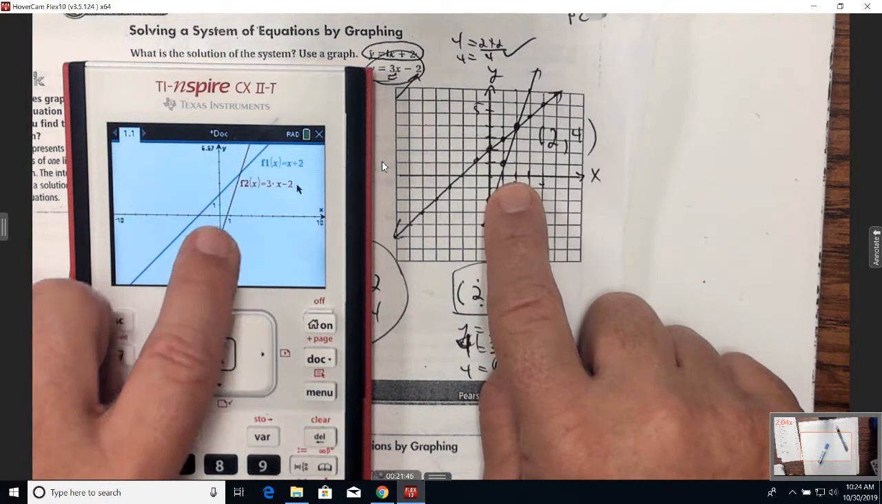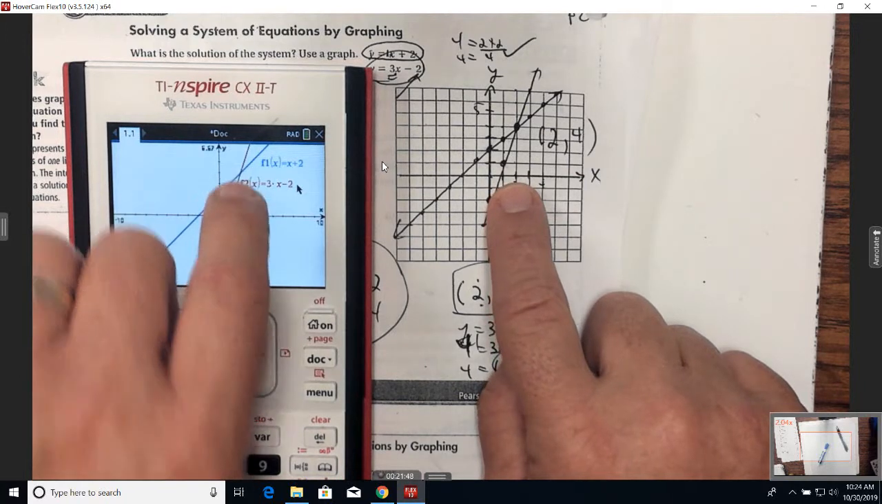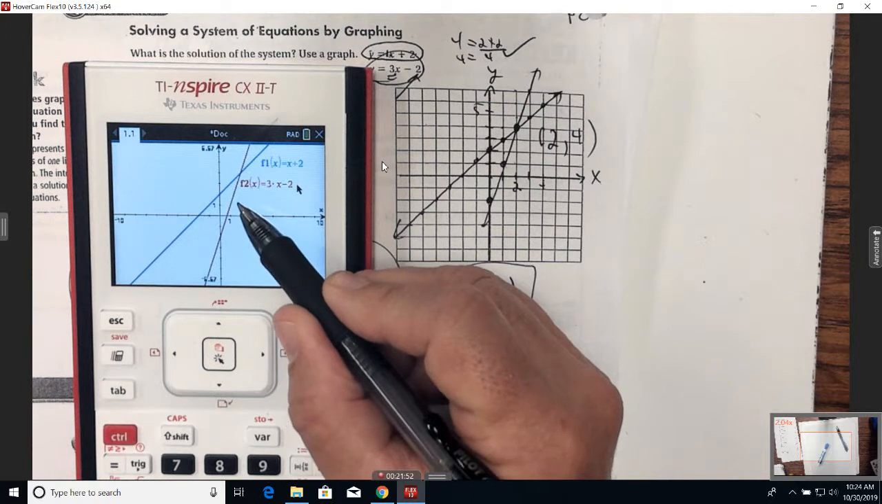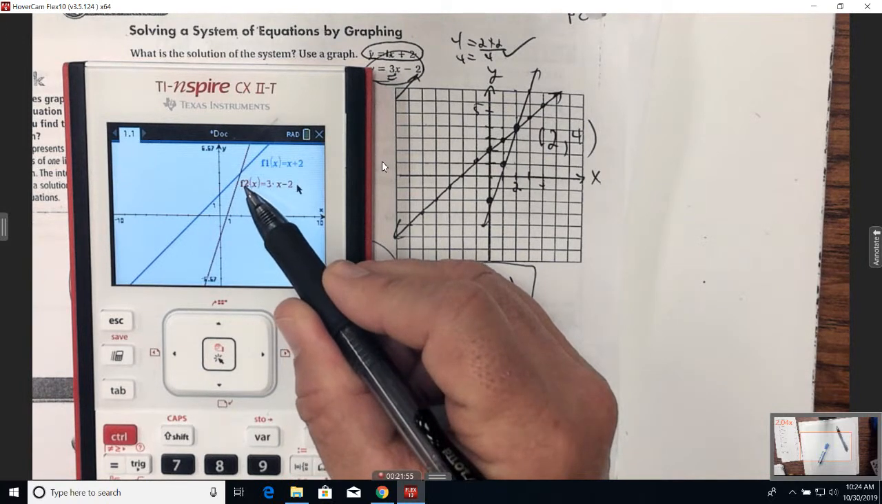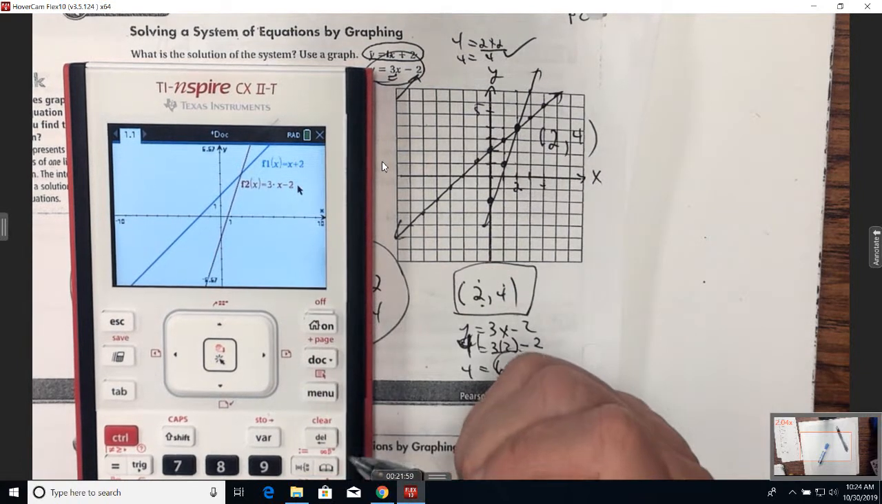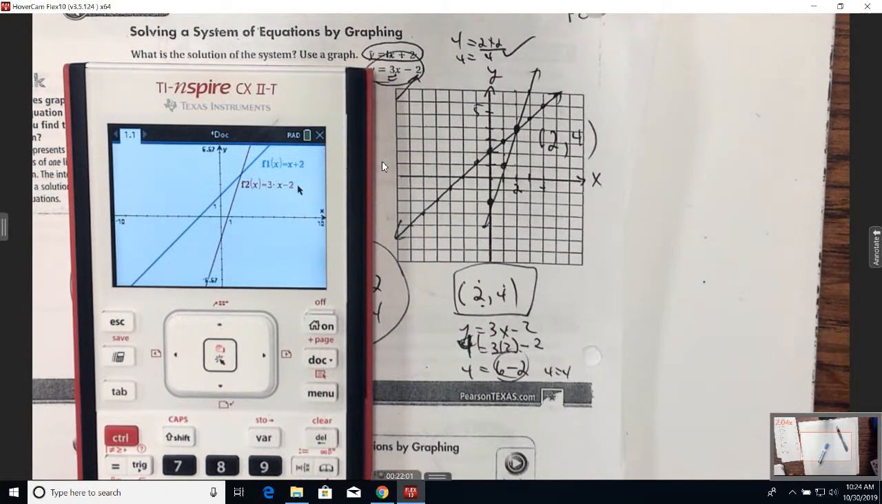Doesn't that look like our graph? How do I know where it crosses? Do I have to just look and go, I think it crosses at 1, 2, 1, 2. I think it crosses at 2, 3 or 2, 4. How do I know exactly where that point is? You know, your calculator will tell you that.